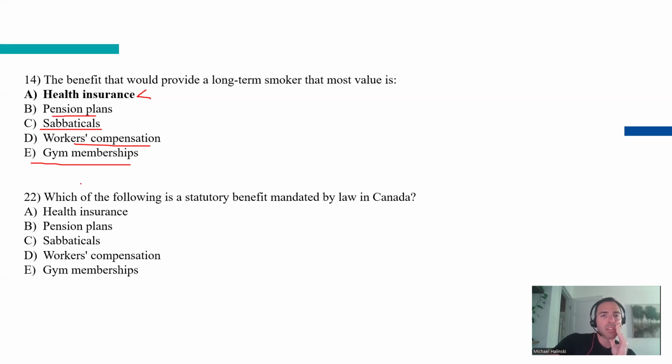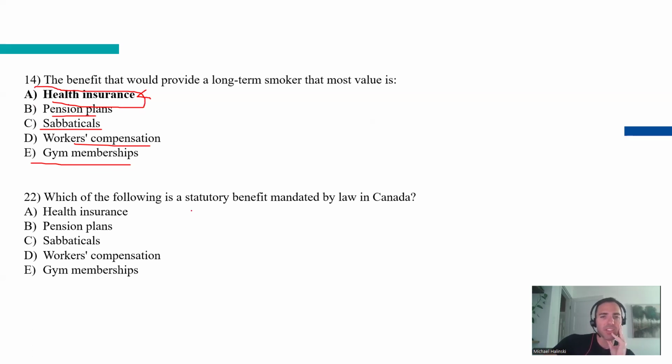Gym memberships. Yeah, I guess if you have bad lungs, you need to work out other parts of your body. But no, they're probably not. If they're smoking, they're probably not interested in their health to begin with. So that doesn't make the most sense. So health insurance is definitely the right answer.